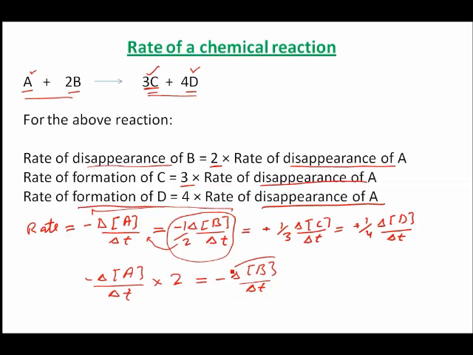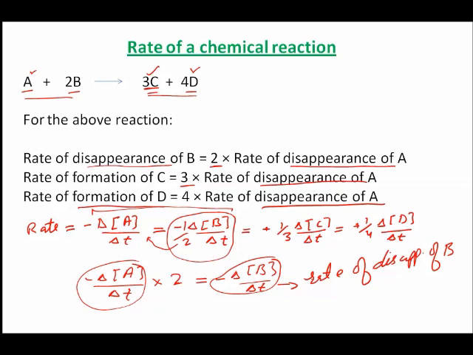So what is this thing? This is not a rate of reaction, this is the rate of disappearance of B. So that is basically 2 times the rate of disappearance of A.